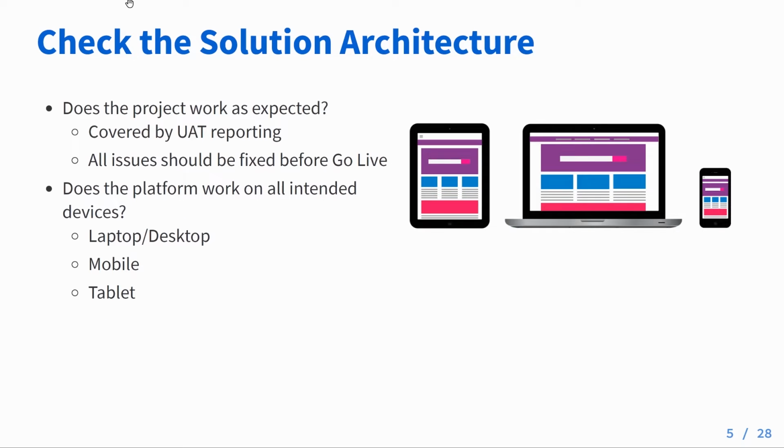The first thing we want to do is check the solution architecture. Does the project work as expected? Is it covered by UAT reporting? Are all issues fixed before the go-live? Does the platform work on all intended devices? And that's going to be things like laptops, our mobiles, and our tablets.